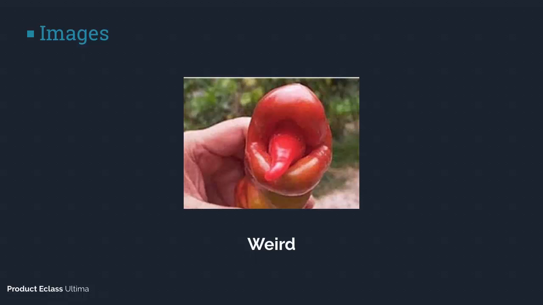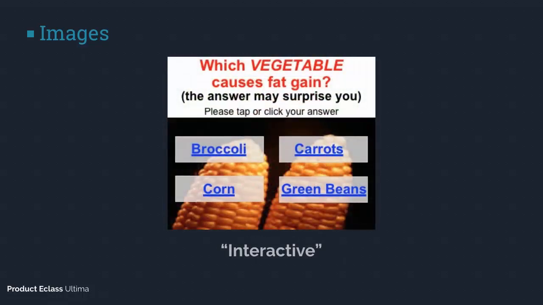Now, this is an advertisement that runs incredibly well off of Facebook, but with a little bit of manipulation, you can make this one run really well on Facebook. I call this an interactive, quote-unquote, interactive image. It's not really interactive, but in this case, which vegetable causes fat gain? The answer may surprise. Please tap or click your answer below. Now, whatever one they tap on, it's going to take them to the same landing page because it's a clickable image, right?